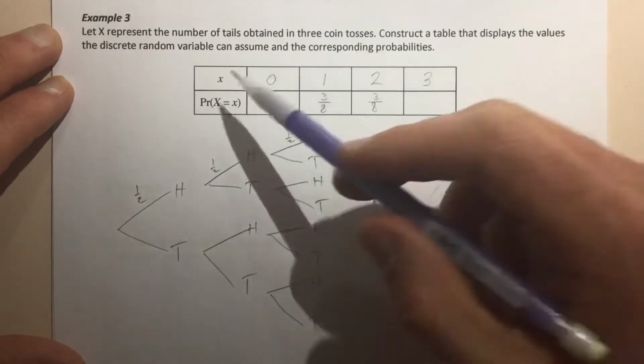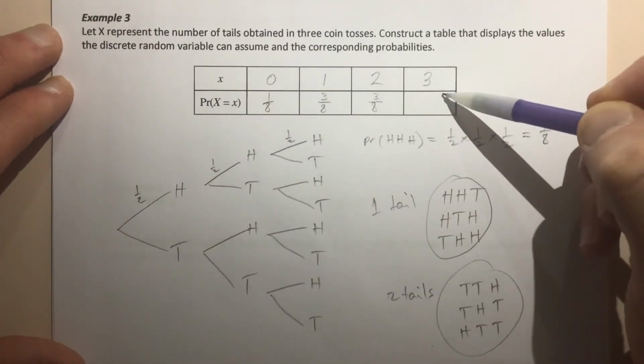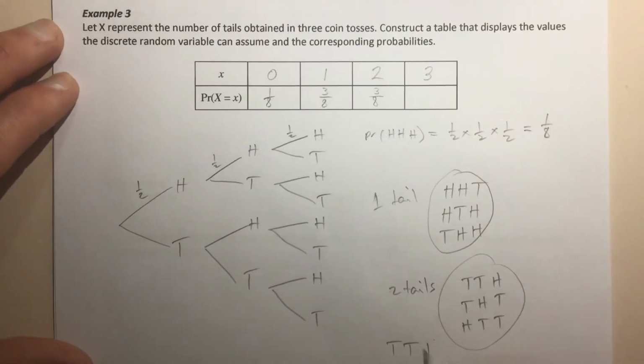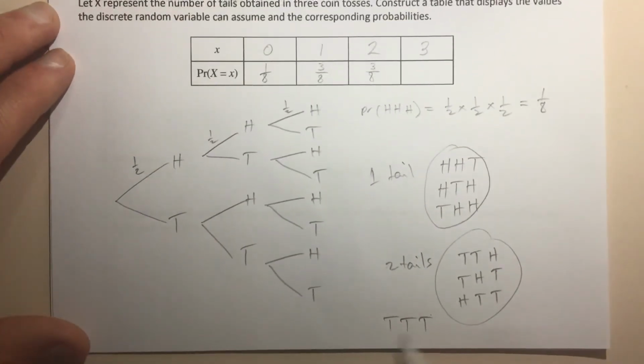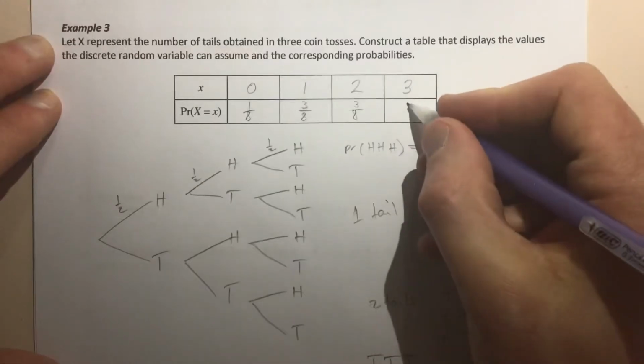And of course, if we're going to get X equals 3, well, that means we're going to get 3 tails out of 3. And the only way that can happen is if we get tails, tails, tails, and we know that that probability is a half times a half times a half, which is 1/8.